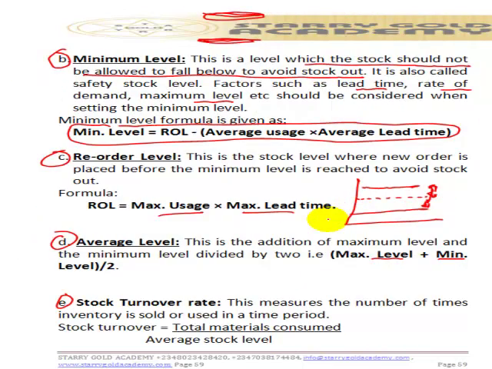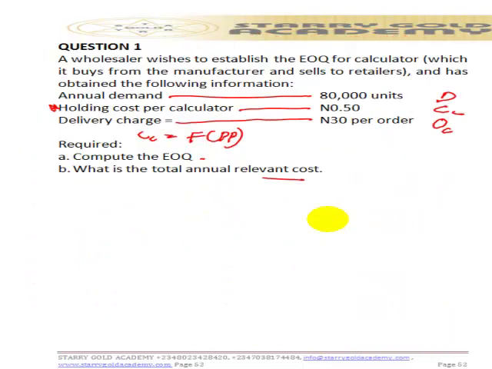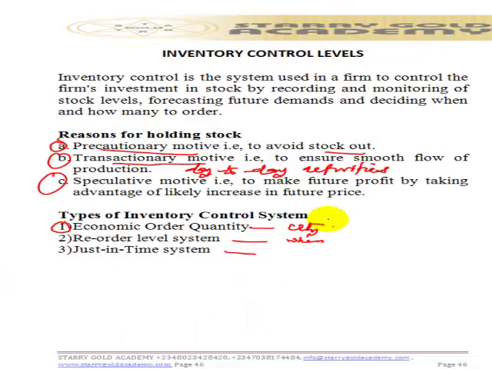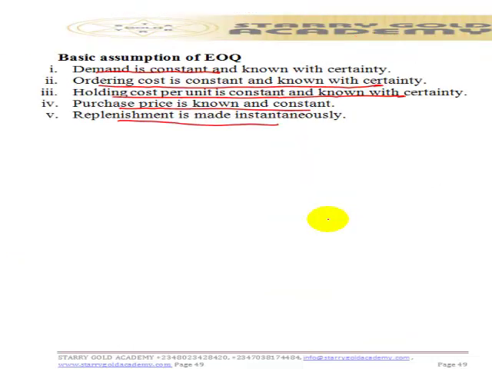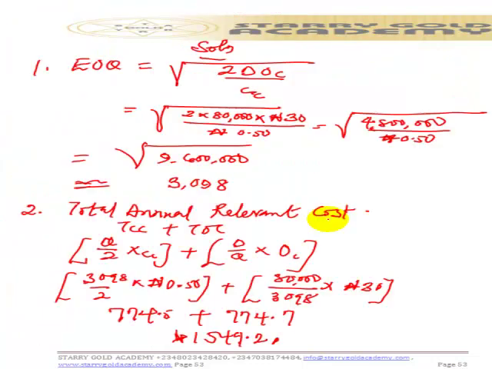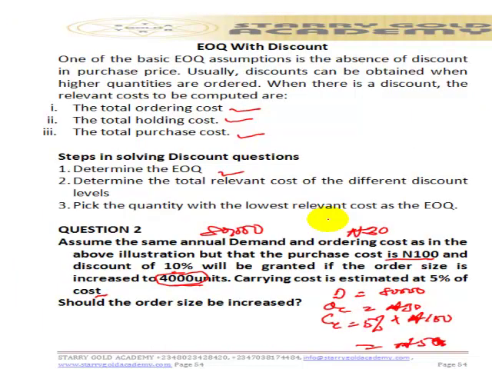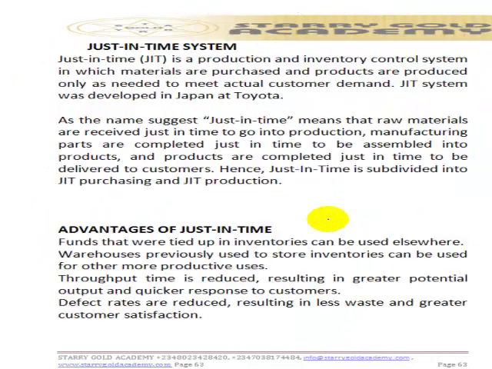So let's remind ourselves where we started from. We started with the discussion of the inventory control levels, and under inventory control levels, we have the economic order quantity, the reorder level system, and just in time. We have discussed the EOQ as a quantity that will minimize material cost, and we discussed the various assumptions, how to derive it graphically and mathematically, and various aspects of EOQ, both discount and gradual replenishment. Then we looked at the reorder level. Now we need to discuss the just-in-time system in order to complete the aspect of the material system.